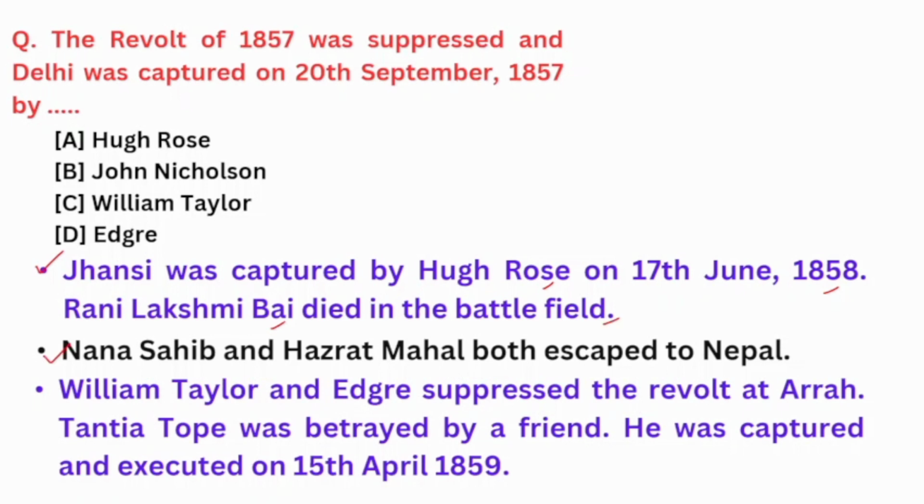Nana Sahib and Hazrat Mahal both escaped to Nepal. William Taylor and Adgri suppressed the revolt at Ara. Tatya Tope was betrayed by a friend. He was captured and executed on 15th April 1859.